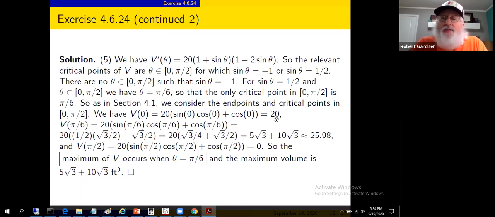So which is the biggest? This one, 5 square root of 3 plus 10 on the square root of 3. Let's take the exact value because we can. And that occurs when theta equals pi over 6. So the maximum volume is as given here in cubic feet and occurs when theta equals pi over 6 radians.